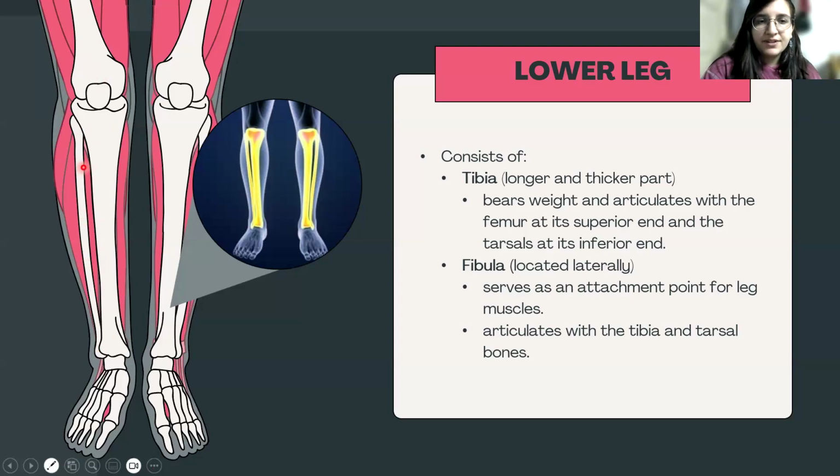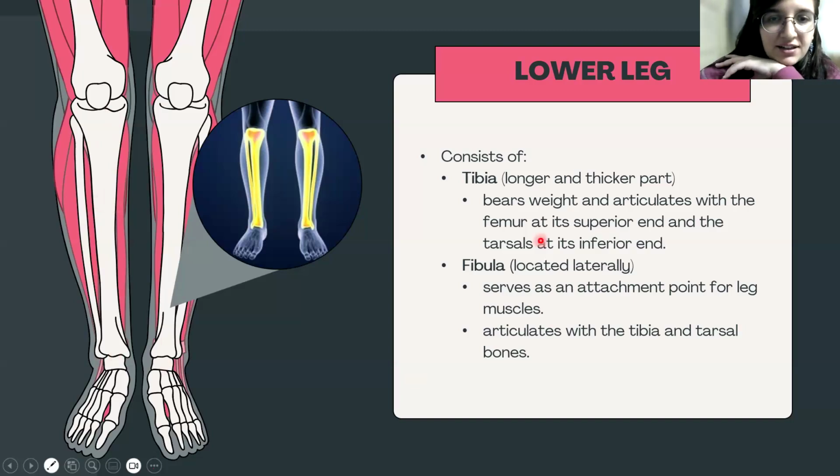And there is one difference between tibia and fibula. The tibia is thick. It can bear the weight of the body, but the fibula doesn't really bear the weight of the body. It doesn't do that, okay? But it does serve as an attachment for leg muscles. This other part is the one that bears the body weight.